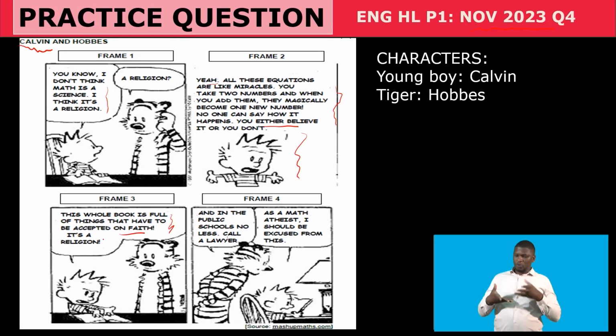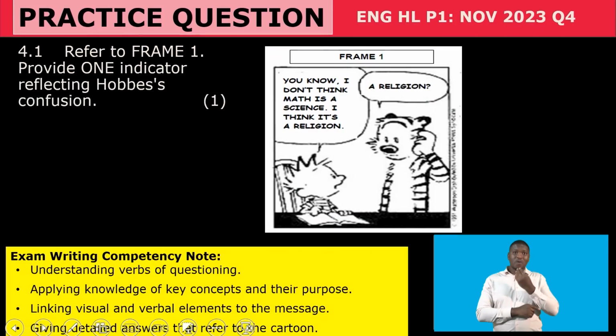It's a religion with an exclamation mark. In frame 4, we see Hobbes looking at what Calvin is talking about, and in the public schools, no less, call a lawyer. Calvin answers and says, as a math atheist, I should be excused from this. There's also a note that says, Calvin is the young boy and Hobbes is the tiger.